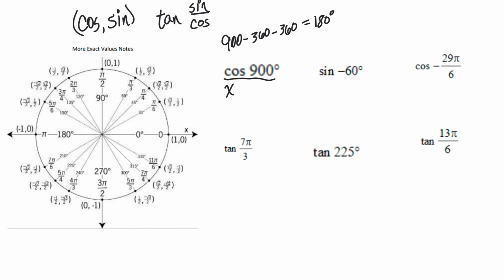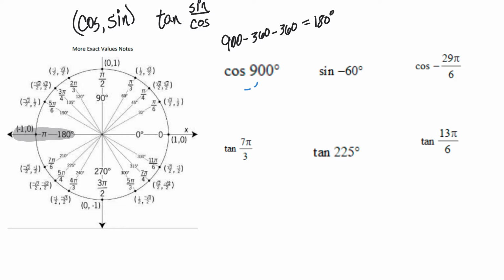So 180 degrees on our unit circle is right here. And we are looking for the cosine value of 900 degrees. So what our cosine value will be is the x value at this point, and the x value is -1. Cosine of 900 degrees equals -1.